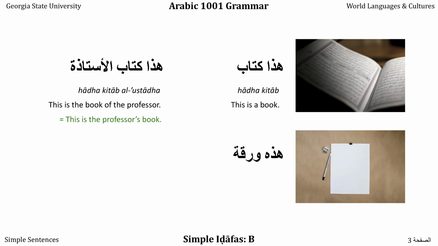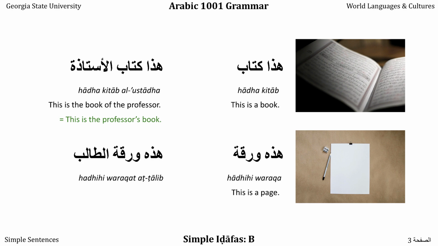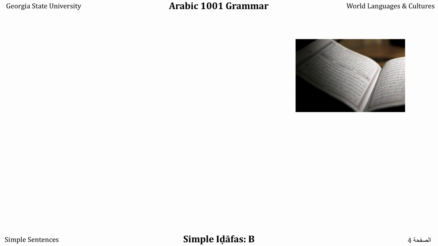Same thing with our page. هذه ورقة, this is a page. We can say هذه ورقة الطالب, this is the page of the student, where we hear the ta marbuta on waraka, and therefore this is the student's page. In the last lesson, we learned to form iḍāfas. In this lesson, we're going to learn to use them in phrases and sentences.